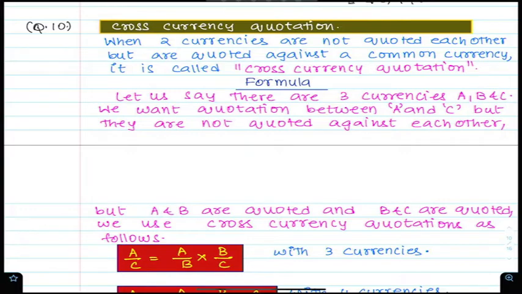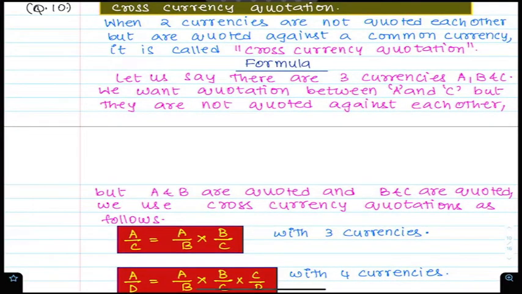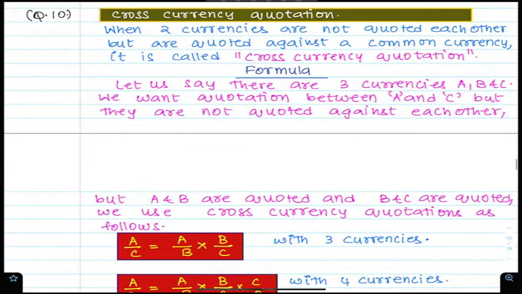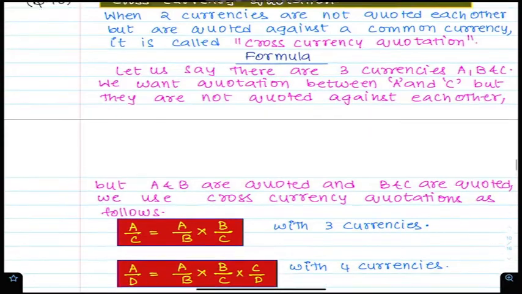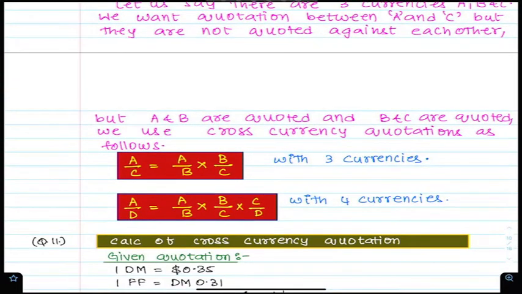When two currencies are not quoted against each other but are quoted against a common currency, it is called a cross currency quotation. Formula: let us say there are three currencies A, B and C. We want quotation between A and C, but they are not quoted against each other, but A and B are quoted and B and C are quoted. We use cross currency quotations as follows: A by C equal to A by B into B by C. With four currencies, A by D equal to A by B into B by C into C by D. Then B and C will all become base currencies.